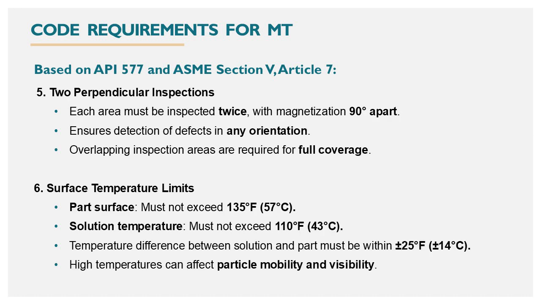Code requirement number 5 is 2 perpendicular inspections. Each area must be inspected twice, with magnetization 90 degrees apart, which ensures detection of defects in any orientation. Overlapping inspection areas are required for full coverage.